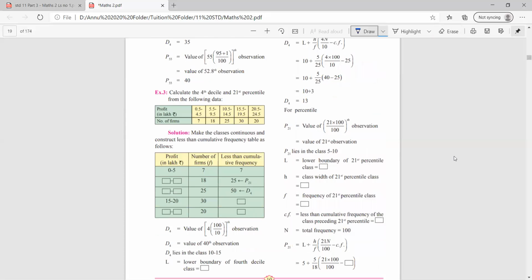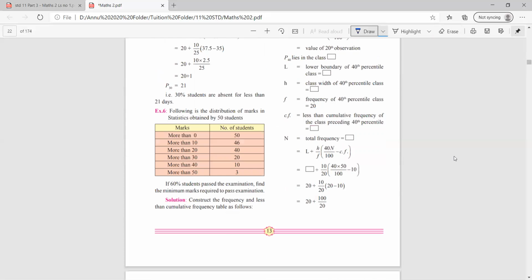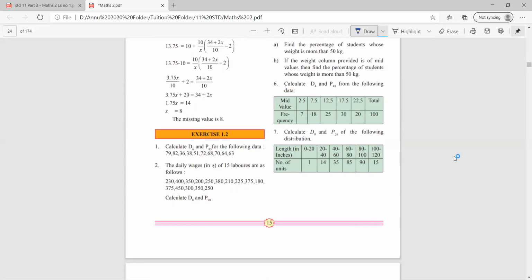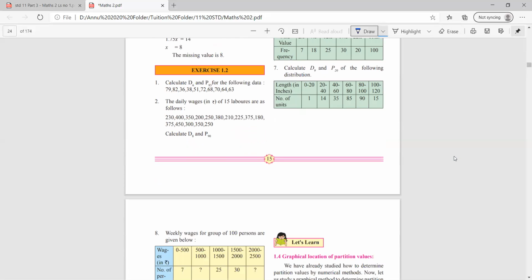Here are the sums, pay attention. On page number 15, you'll find exercise 1.2. Starting with sum number 1: Calculate D6 and P85 for the following data. If you observe, class, the data is given separated by commas in a straight line. That means this type of data is none other than raw data.